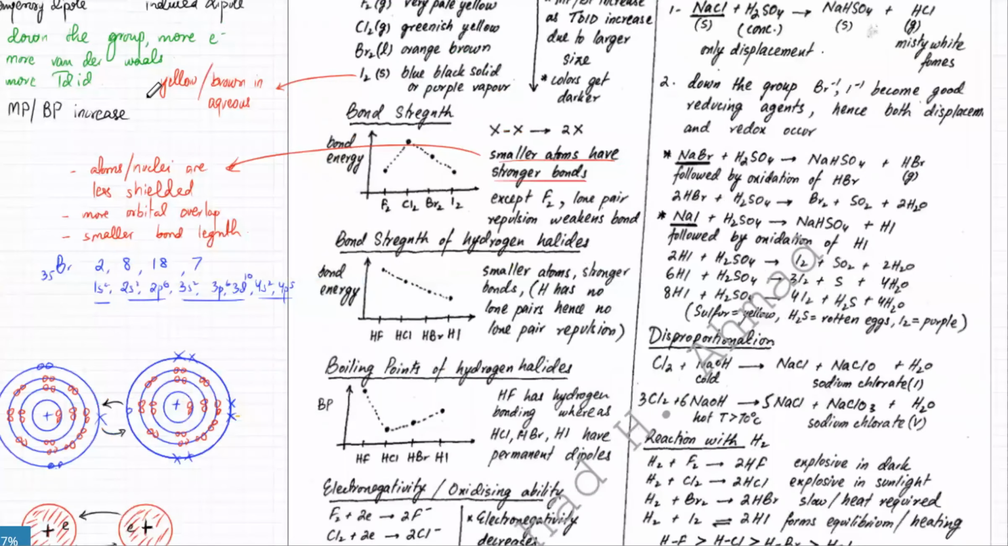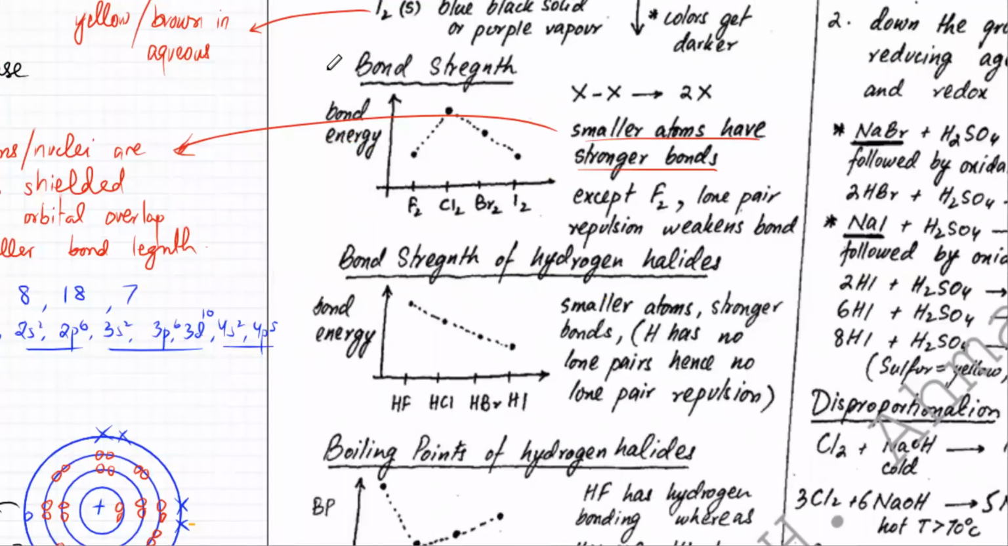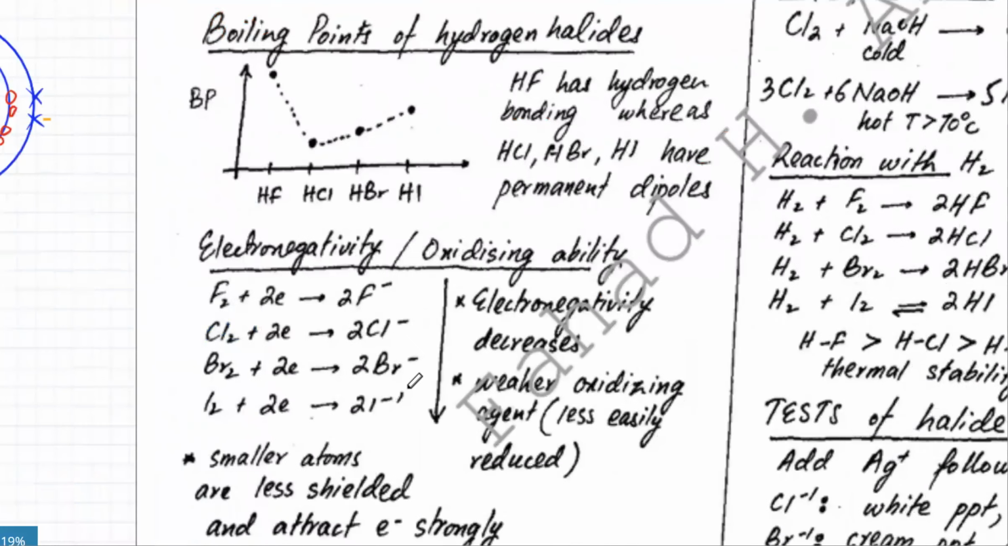In this, remember that when it comes to bond strength, bigger atoms form weaker bonds. Fluorine was an exception because there were too many lone pairs, which is why it was very hard to put the two atoms together, which is why fluorine had a very weak bond. And you had no exceptions when it came to HF, HCl, HBr, HI. Bigger atoms always form weaker bonds. Smaller atoms always form stronger bonds. Then we're going to discuss the boiling points of hydrogen halides.